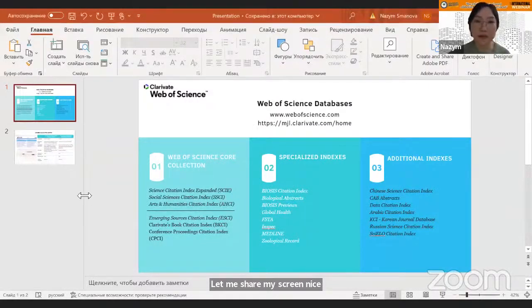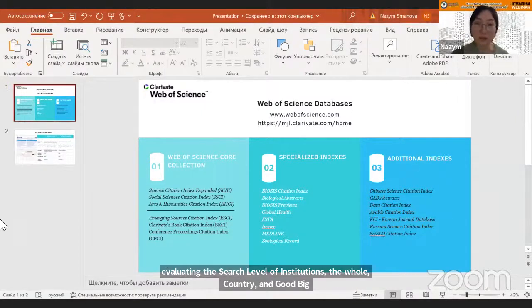First of all, I would like to make a short introduction on the international publication system. Citation indexes have now become an important tool for evaluating the research level of institutions, individual researchers, or the whole country. And the biggest three citation indexes are Web of Science, Scopus, and Google Scholar.